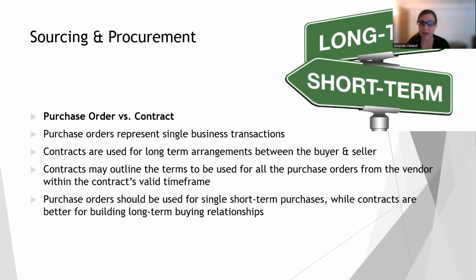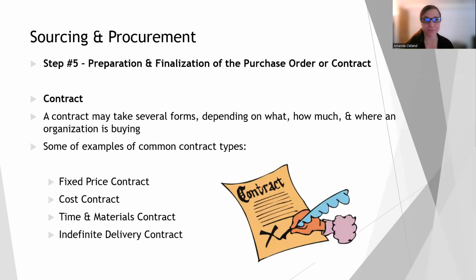Contracts could outline the terms to be used for all the different purchase orders from that vendor within that time frame that we have that contract. And again, purchase orders should be used only for short-term purchases, while contracts are better for building very long-term buying relationships. So PO short-term, contract long-term.